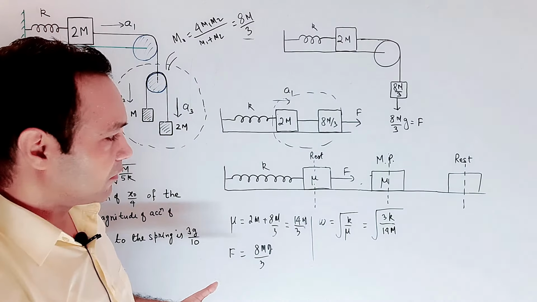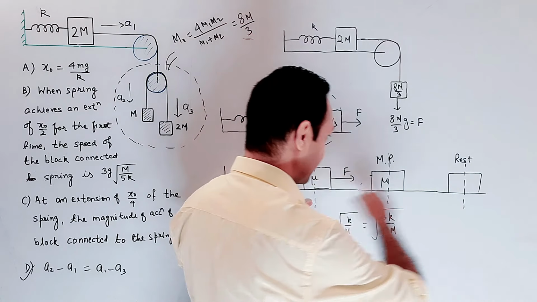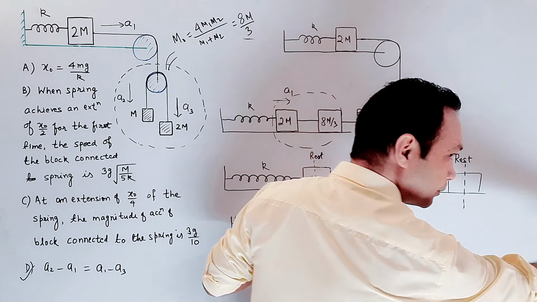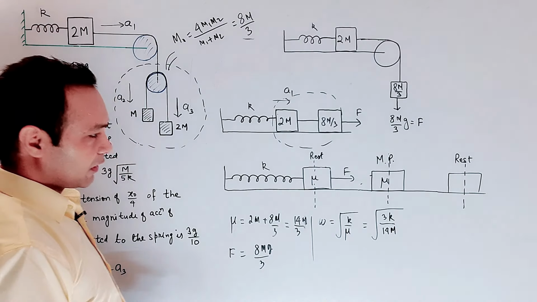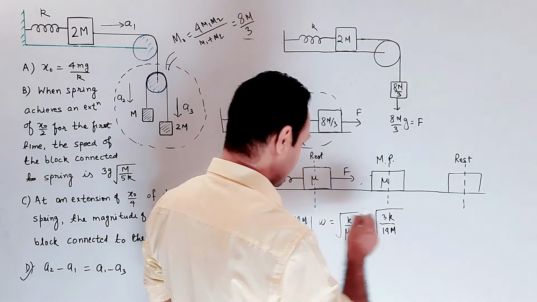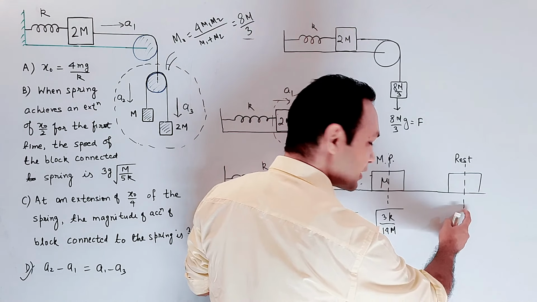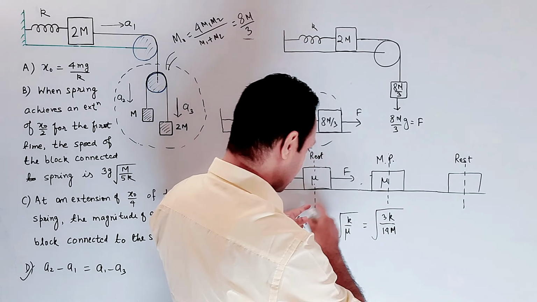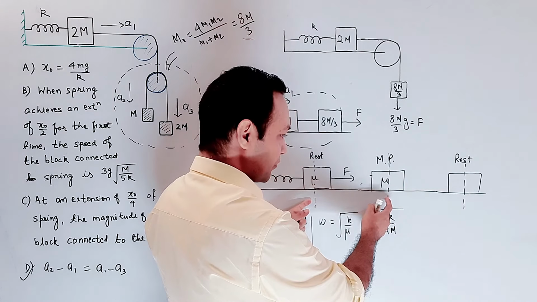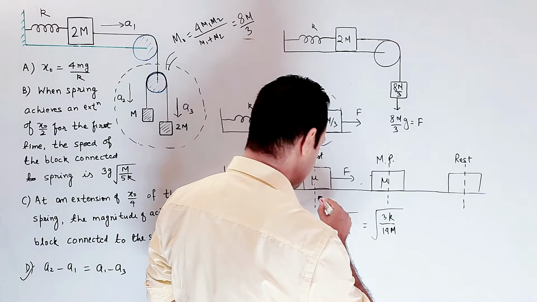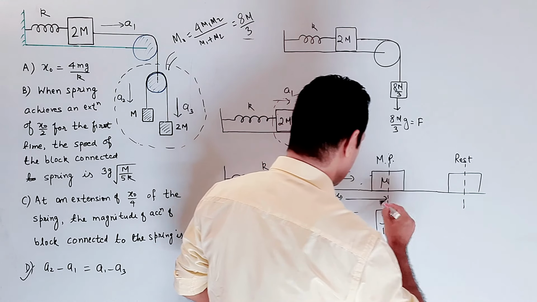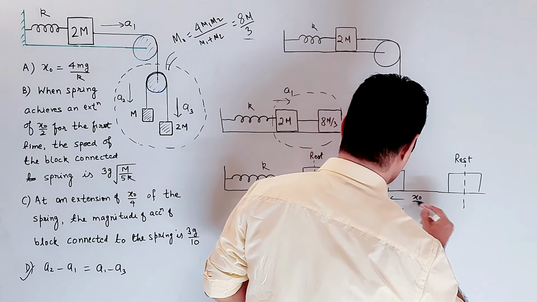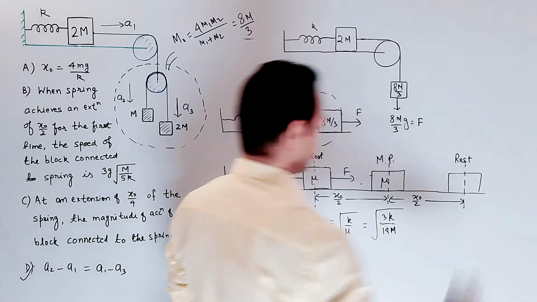Maximum extension will be here, because if it has a velocity it will go more. So basically we have to find the maximum extension. By the symmetry of the problem, if the maximum extension is x naught, then from here to here the extension will be x naught by 2. So this is the x naught by 2, and that will also be x naught by 2, so that its maximum extension is x naught.